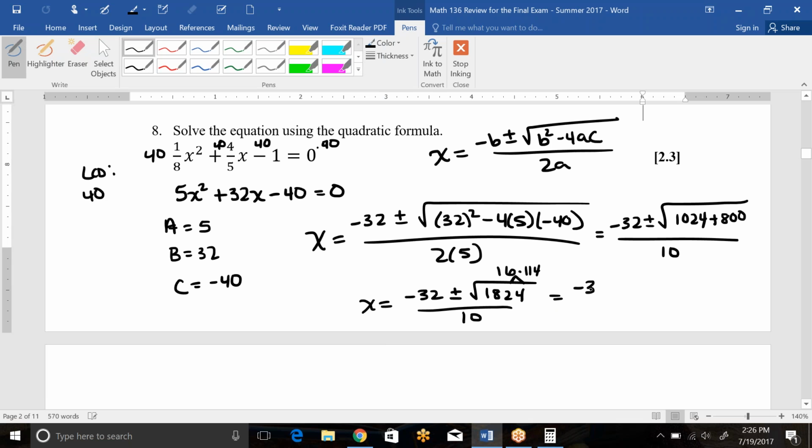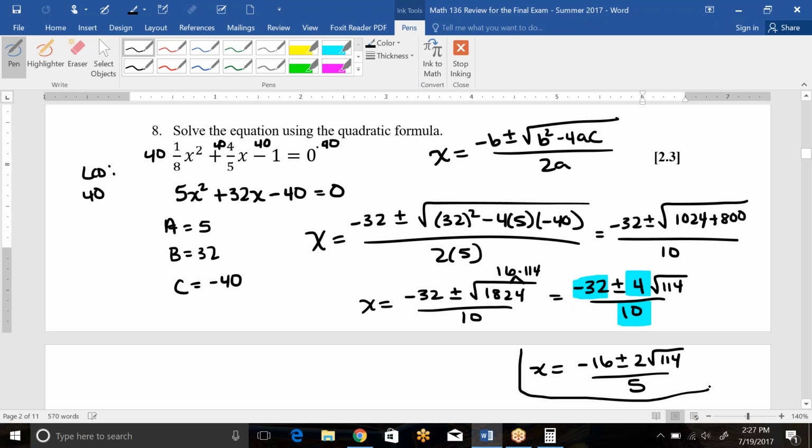So that's going to be negative 32 plus or minus 4, because the square root of 16 is 4, on the square root of 114 all over 10. Notice that all of your outside numbers are divisible by 2, so we need to reduce that down. So that's going to be x equals negative 16 plus or minus 2 on the square root of 114 all over 5. There's our final answer for that one.